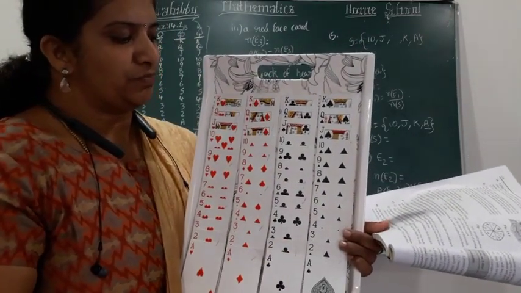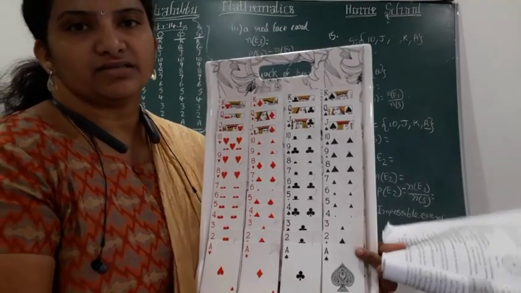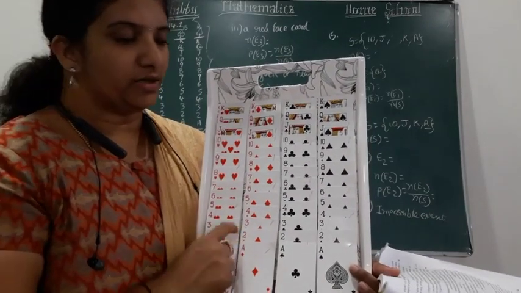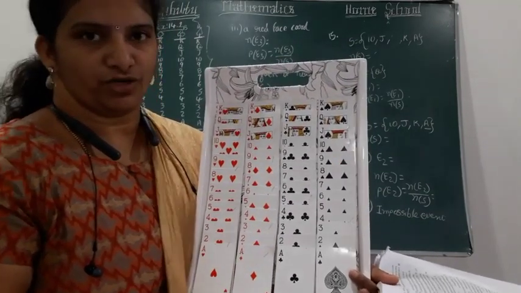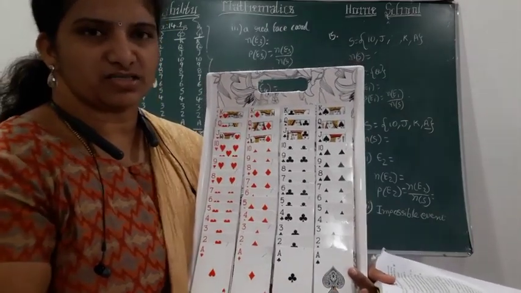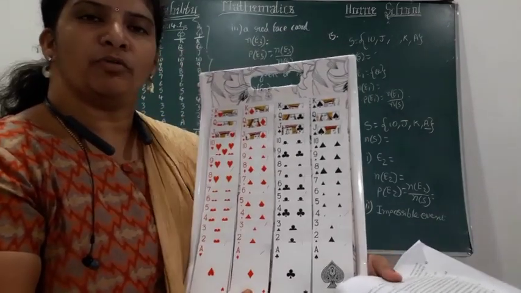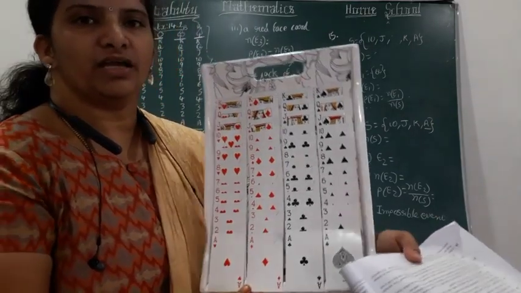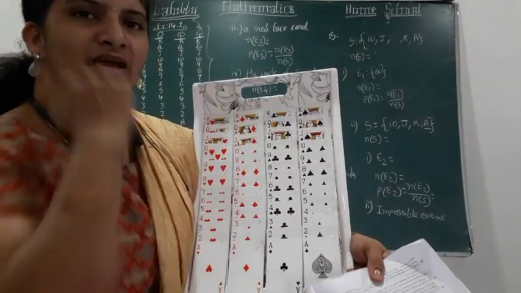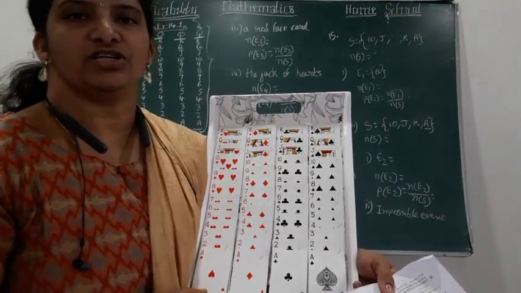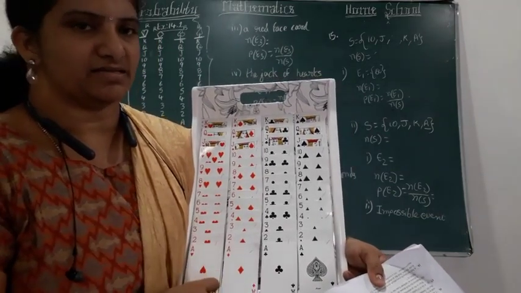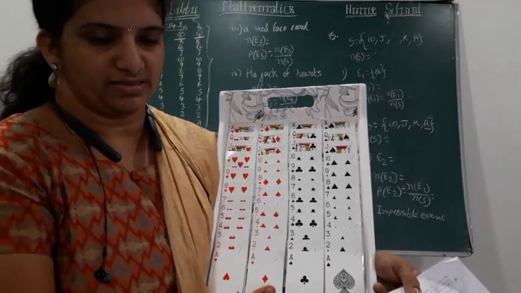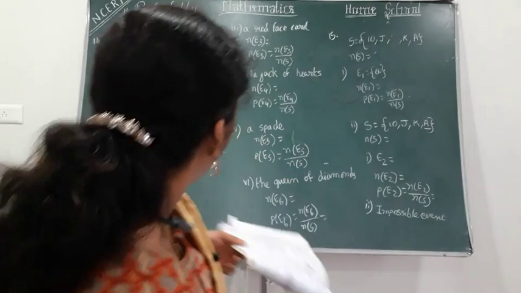Suppose I ask you, how many red colored cards are there? What is the probability of getting red colored cards? You can add these 2: 13 plus 13, it will be 26 by 52. In the same manner, black color cards, 26 by 52. What is the probability of getting ace cards? 4 by 52. Probability of getting queen cards? 4 by 52. Like this, any question if they ask, you can answer this way. This is very easy to understand and very easy to answer. So let's see this on the board.